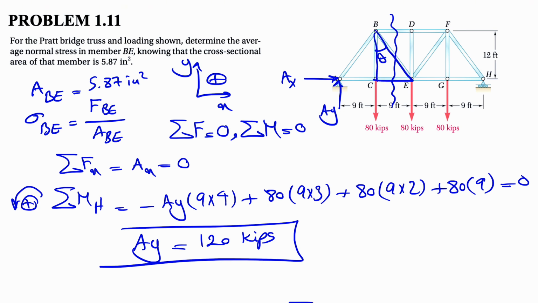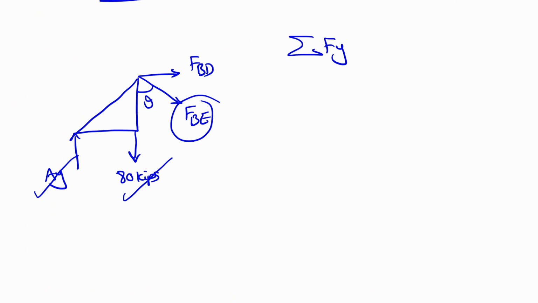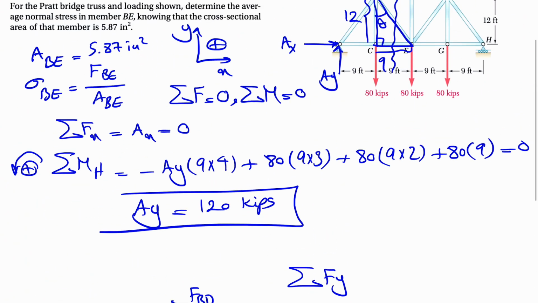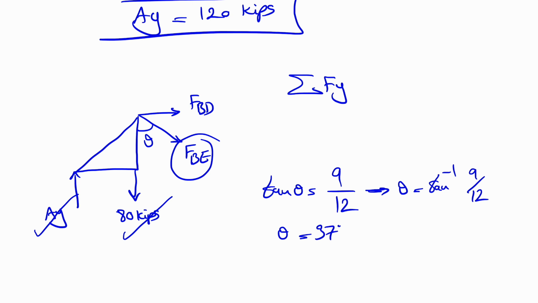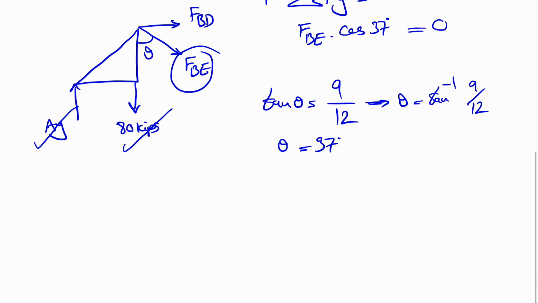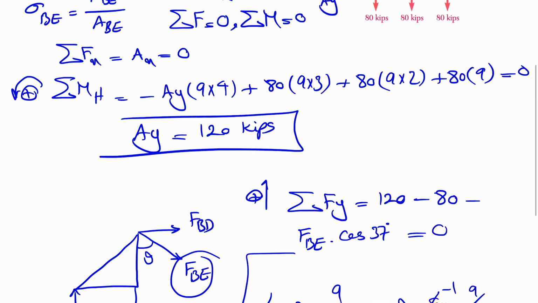If we look at this right triangle here, we have the adjacent 12 and the opposite 9. So if we take the tangent of theta, we basically have the opposite over the adjacent, which is 9/12. So theta would be the inverse tangent of 9/12, and if we calculate this, we're going to get theta of 37 degrees. Let's get back here and find our sum of forces in Y. We have AY, which is 120, and this will be the positive direction for Y, minus 80, minus the Y component of FBE, which will be FBE times cosine of theta, which is 37 degrees, equals 0. From here we can find FBE is 50 kips, and that's all we needed to find here.